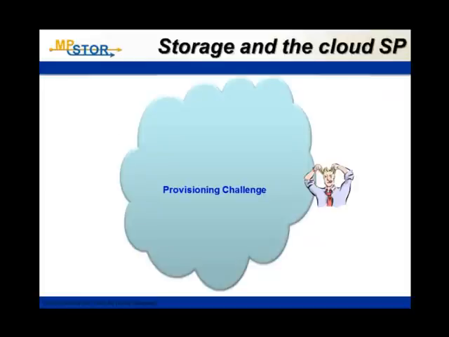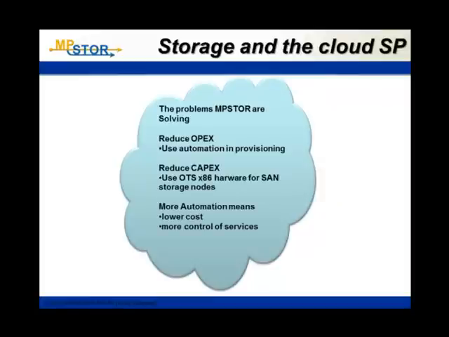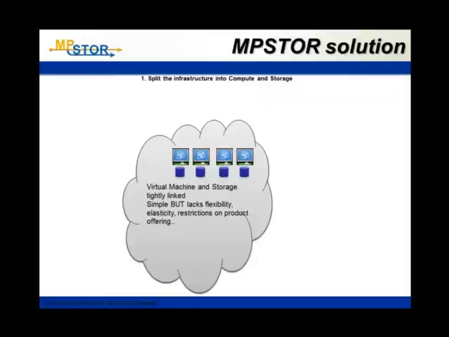The better solution centers around a provisioning challenge. And what MPSTOR has done is we reduce that operational expenditure by automating provisioning in the data center. And we reduce the capital expenditure by making sure that our storage operating system, MPStackware, can run on any x86 box. So more automation means lower cost, more control over your services, how you deliver them.